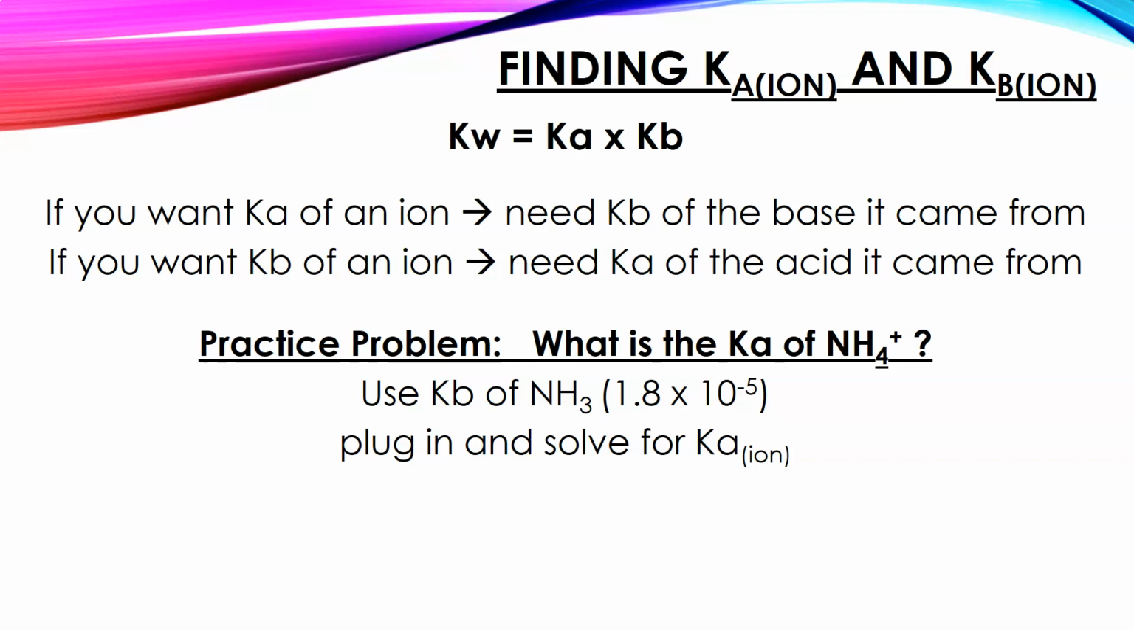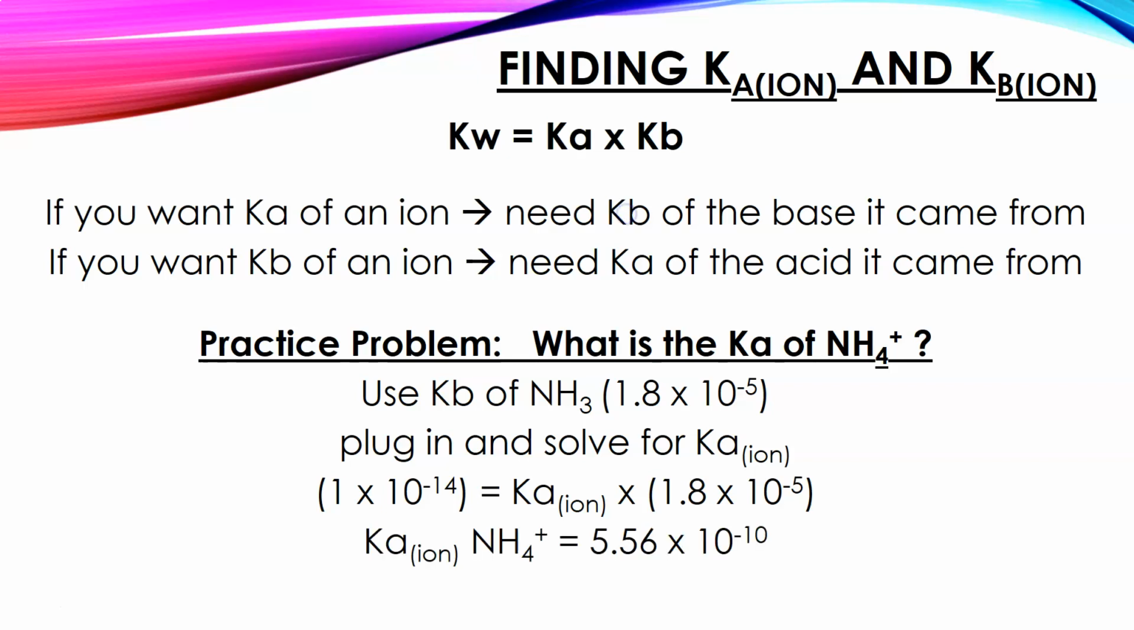So give that a try. Try to calculate what the Ka of your conjugate acid ion would be. Let's see, you plug that in, you solve for Ka of your conjugate acid ion, and that's the value that you would be able to use when you're doing your salt problem.